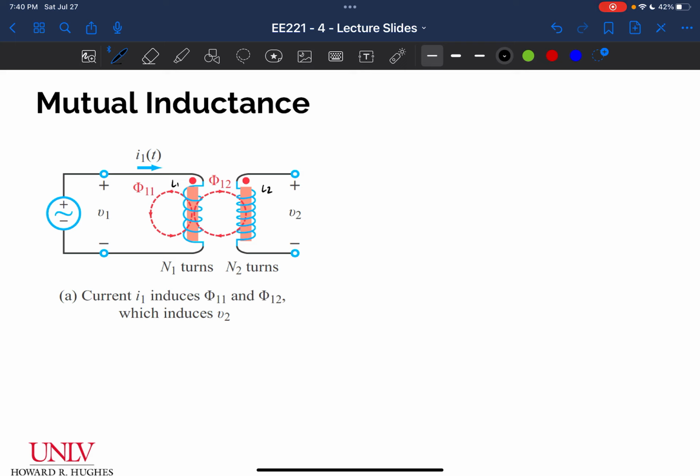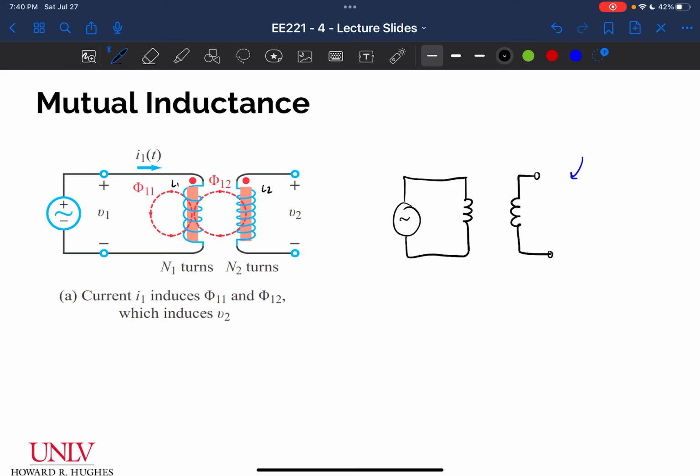What the caption shows us here is that current I1, the current in L1, induces this magnetic flux, phi 1,1 and phi 1,2. And phi 1,2 is what induces a voltage V2. If you take the magnetic field lines out of this circuit, and you didn't know otherwise, you would be inclined to believe that nothing is going on in the right-hand side of the circuit because they're not connected.